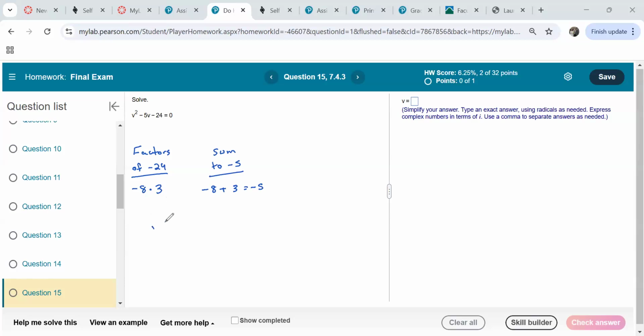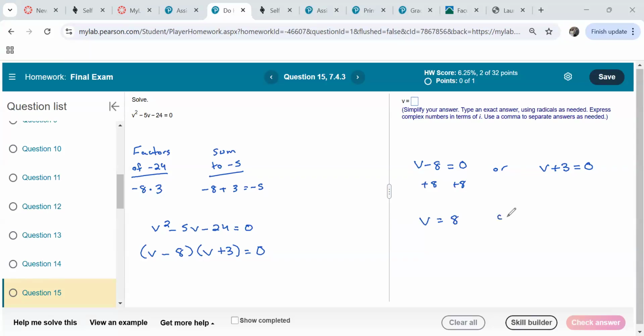So I can rewrite this as v squared minus 5v minus 24 equals 0. And now it's going to be (v minus 8)(v plus 3). So I just did a reverse FOIL. So that means we have two choices here. v minus 8 is equal to 0, or v plus 3 is equal to 0. And if I solve them for the variable, we get v is equal to 8, or in this case, v plus 3 equals 0, we subtract 3 from both sides, and that is v is equal to -3.